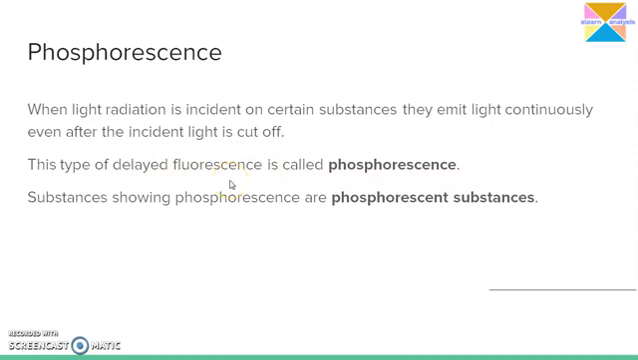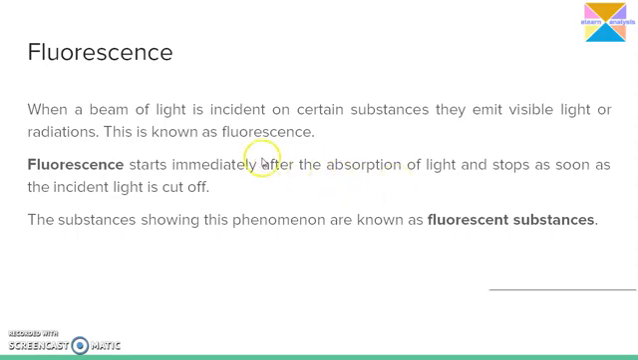Why do we call it delayed fluorescence? It is because even if we put off the incident light, the fluorescence keeps on happening, and we call that phosphorescence. And the substances which show this kind of phosphorescence, we call them phosphorescent substances. So the materials, coming back to the previous slide, the molecules which exhibit fluorescence generally re-emit the excess of radiation within 10 to the power minus 6 or 10 to the power minus 4 second of absorption.